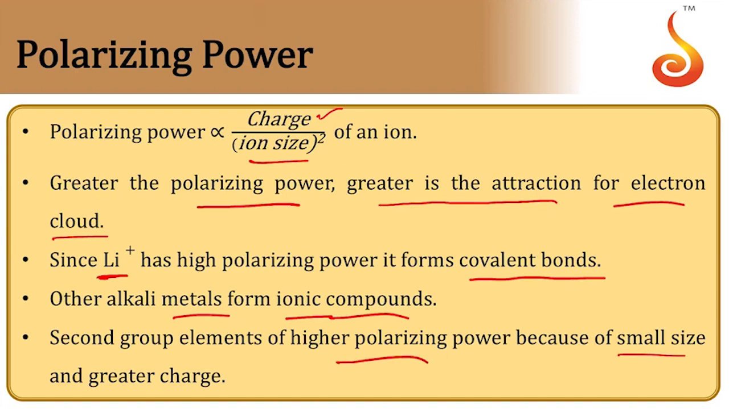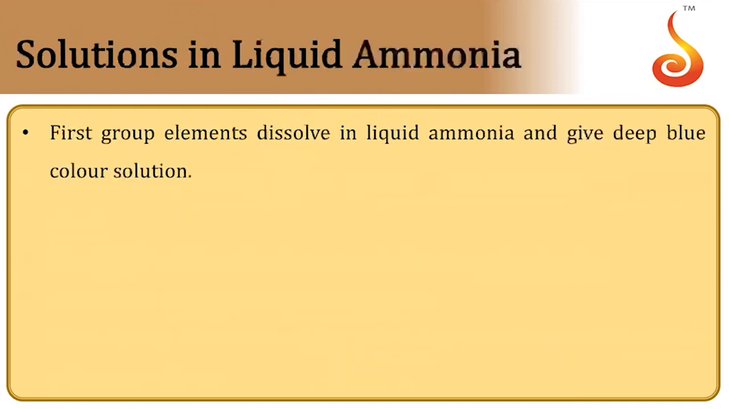Second group elements have higher polarizing power than even the first group elements, because they have smaller size as well as more charge. Thereby they have more polarizing power, and therefore their compounds are much more covalent in nature. In the second group, beryllium forms covalent compounds, whereas all others form ionic compounds. So in the first group, lithium compounds have covalent character; in the second group, beryllium forms covalent compounds, others being ionic. This is regarding polarizing power and the nature of the bonds formed by these elements.